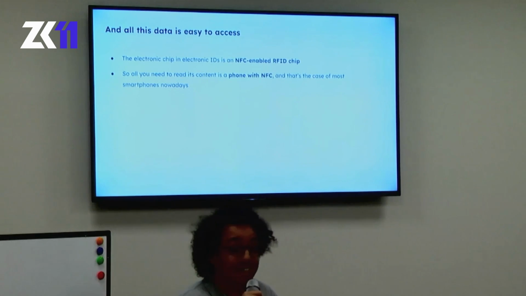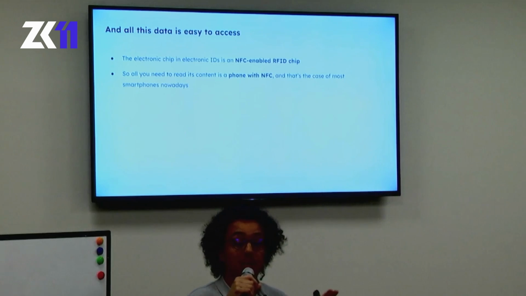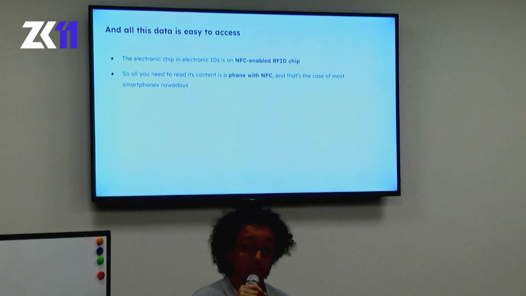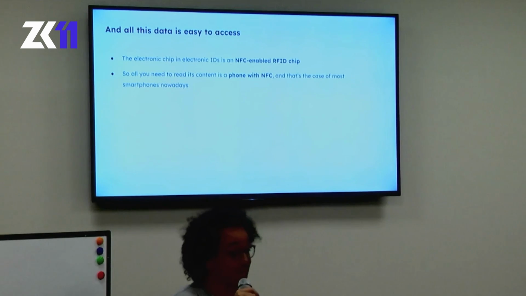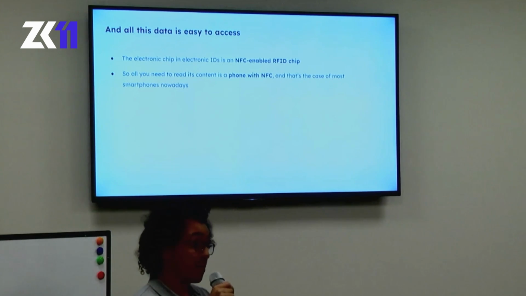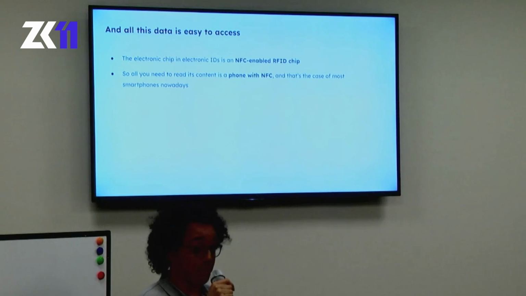And this data is rather easy to access. It's an NFC-enabled RFID chip. It's very small, you don't really see it in your passport, but you can read it with essentially any device that's capable of reading NFC chips, like a smartphone, which is the case of most smartphones nowadays.